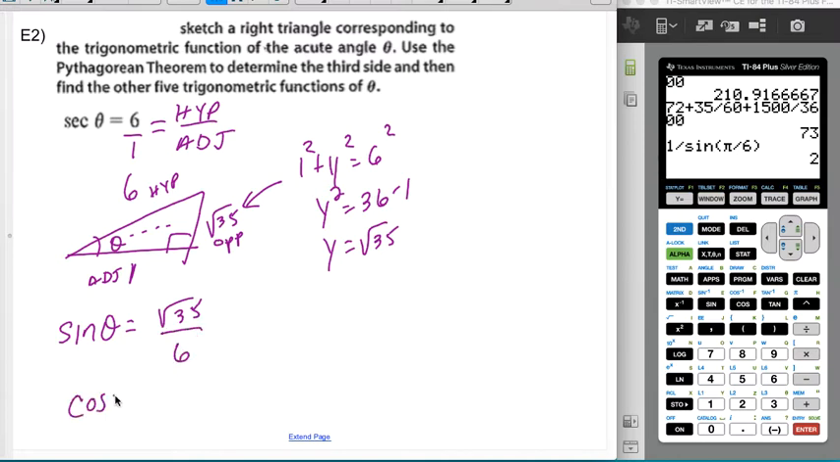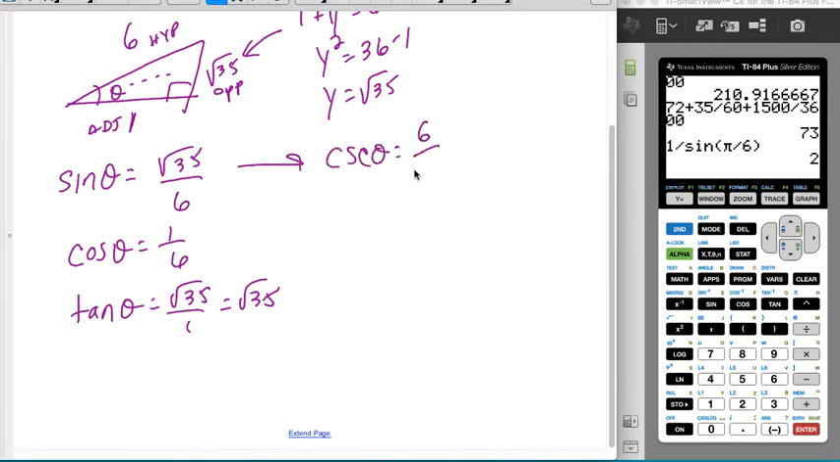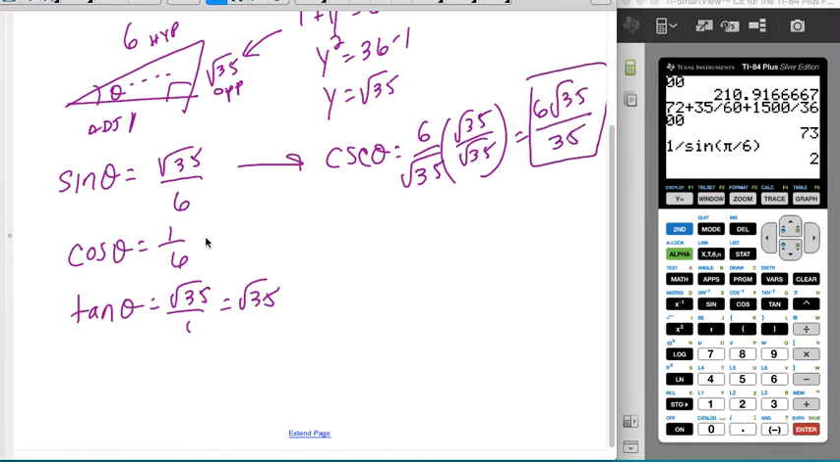My cosine is going to be adjacent over hypotenuse, which makes sense because I already had the secant as being a 6. And my tangent is going to be opposite over adjacent, which you could just write as a root 35. So now when I flip them, my cosecant is going to need to be simplified a little. It's a 6 over a root 35. So when I rationalize by multiplying by a root 35 over root 35, I get 6 root 35 all over 35.